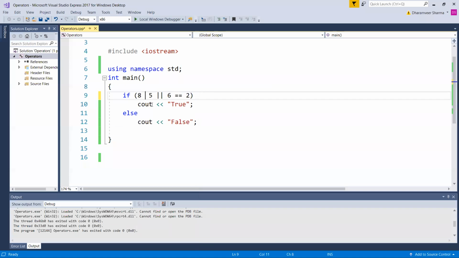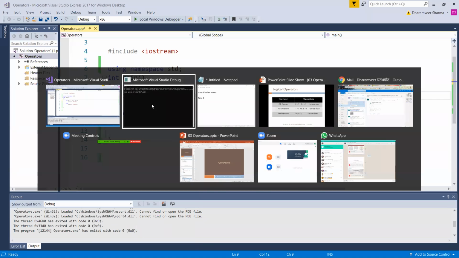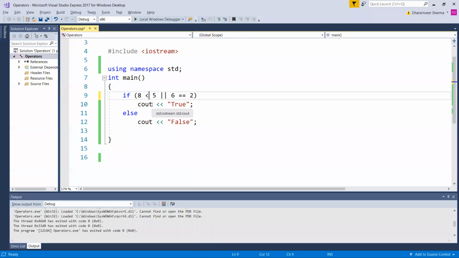If I make a small change here, will it make any difference? Anybody? Will it make any difference? Then it will become false. Yes, Prerna and Rekha, you are saying both will become false. Okay, listen carefully. 8 is less than 5. Sir, both are false, but it's a true value. Just a minute.